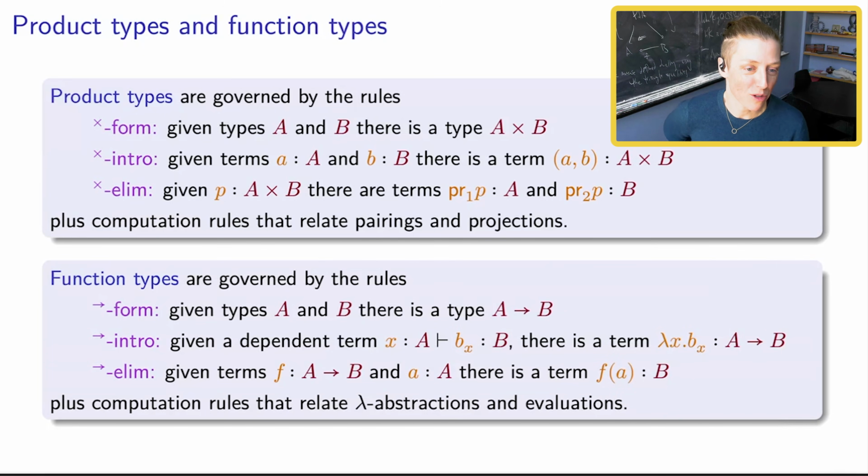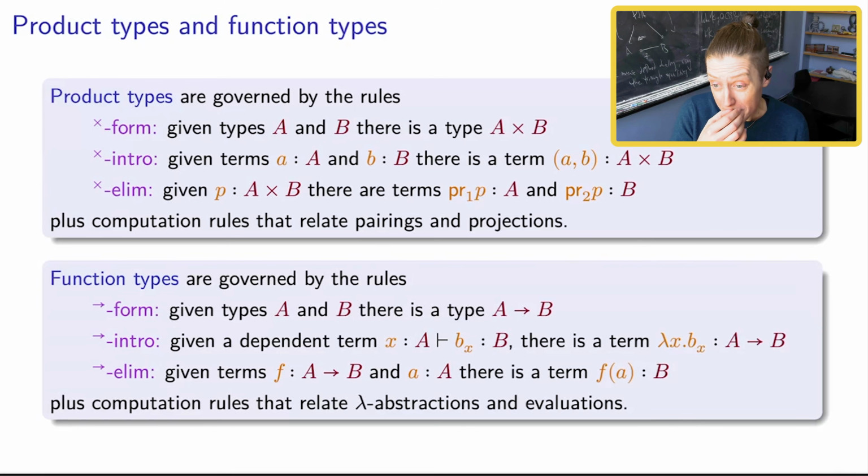And function types have a similar set of rules. So similarly, if I'm given any types A and B, there's a type of functions from A to B. So here I've written A arrow B all in red. And what that means is that's the name for a type, namely the function type from A to B.